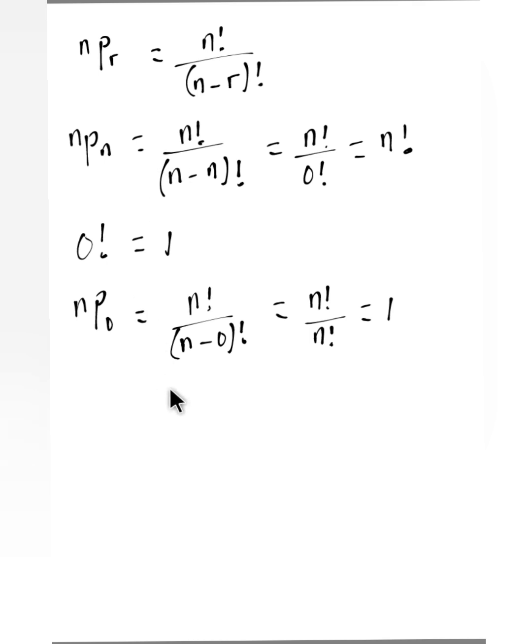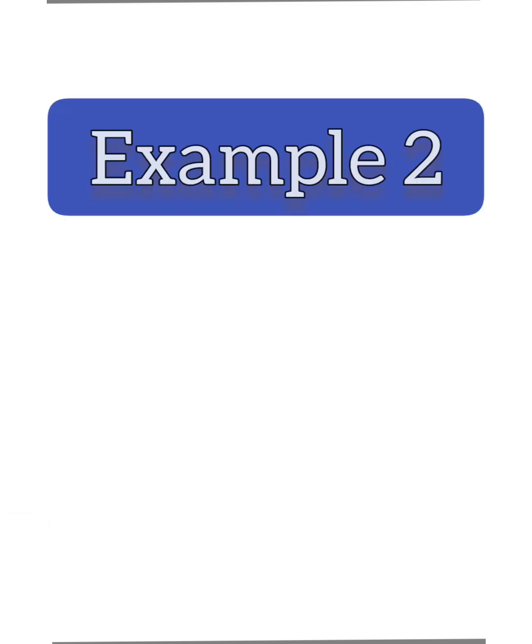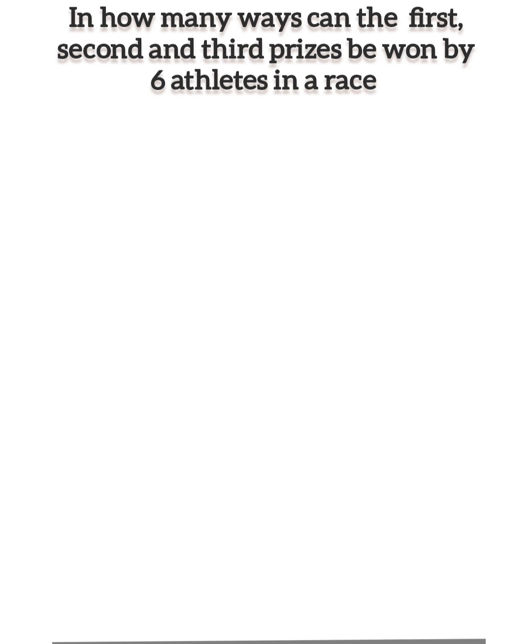Now let's proceed to example 2. In how many ways can the first, second, and third prize be won by 6 athletes in a race? In this given question, we just need to find n, the number of objects given. So how many athletes are there altogether? There are 6. Then r is the number of objects required.